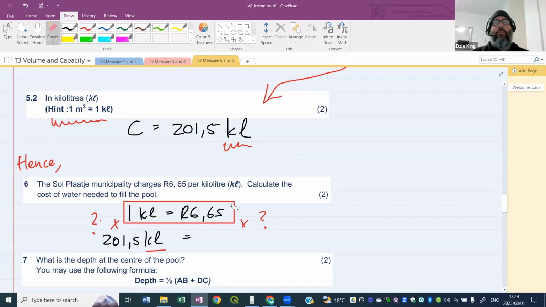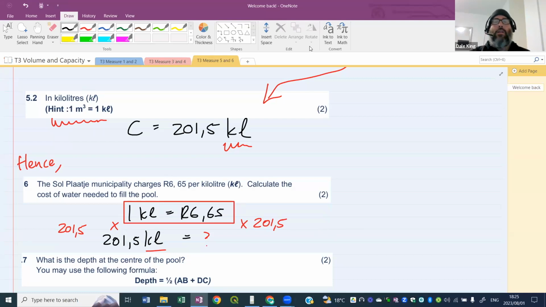So Lufuno's just setting up a relationship here. He's saying, sir, I know 1 kiloliter is R6.65. I need to know how much is 201.5 kiloliters though. So he's setting up this relationship and saying, I need to times the 1 by 201.5 to get 201.5. So I must times this by also 201.5. Okay, so we're not using conversions in this question. We're just using the idea of a relationship between two numbers to work out what is this missing value here. Okay, does that make sense?